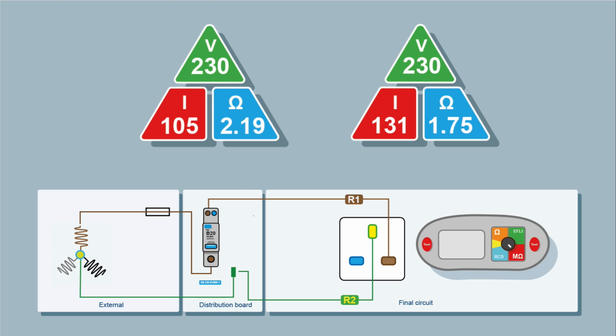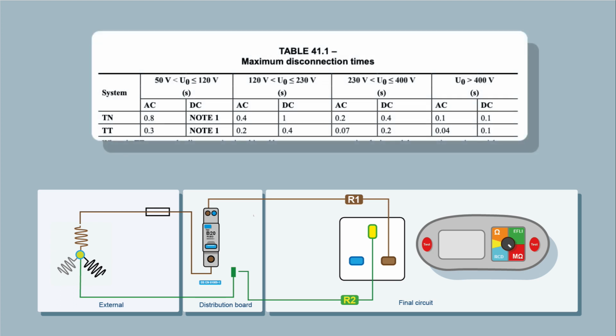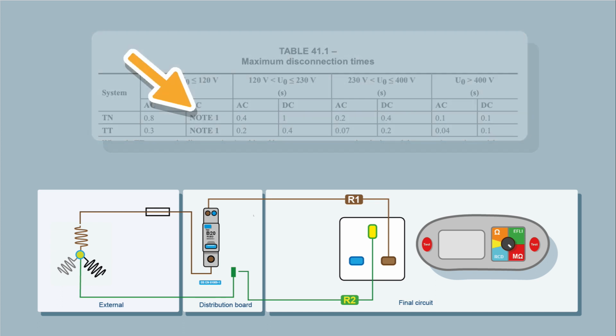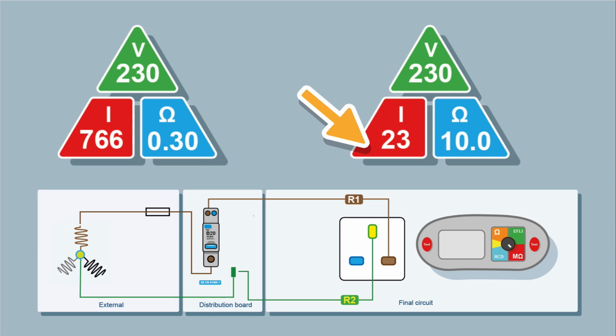We want to clear this fault as quickly as possible, and BS7671 sets times for how quickly this circuit has to disconnect. Generally it's 0.4 of a second, but there are different times. We'll stick with 0.4 for now. So we want this protective device to trip within 0.4 of a second. The greater the fault current, the quicker the protective device will operate. If the fault current is too low, the protective device won't operate at all. So we need to make sure that enough current goes down this earth fault loop path to trip the device in the correct time.